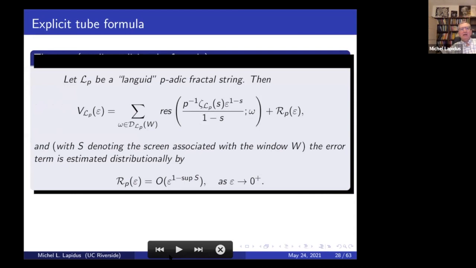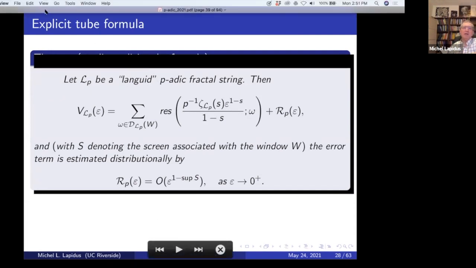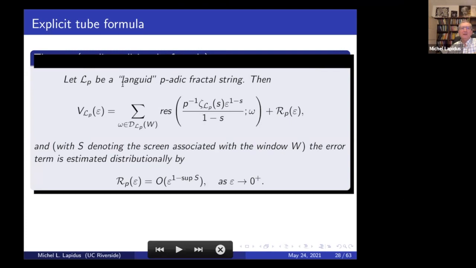Now, the main theorem is the following regarding complex dimensions: we have an explicit fractal tube formula. Namely, if we have a suitable p-Adic fractal string, what is called languid, which is very precisely defined in the book and in the papers, but it's too technical, so I don't want to go into the details.